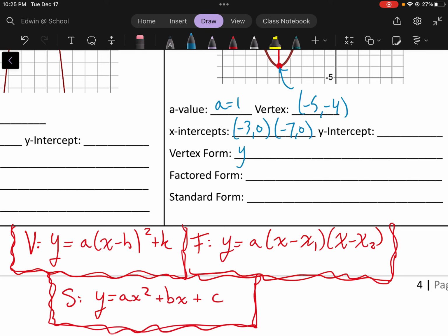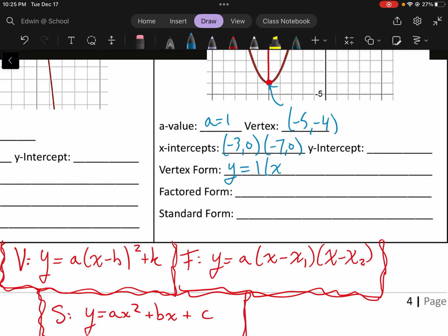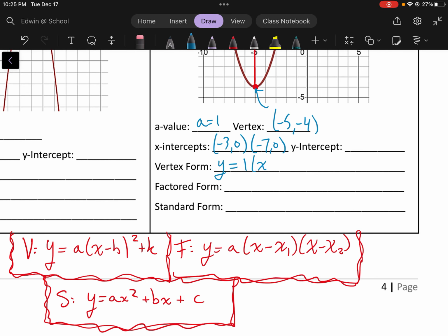So let's see vertex form. Y equals a(x minus h) squared plus k. So we know what our a value is. It's just 1. So x minus h. H is actually going to be the x value of the vertex. In this case, it's -5. We wrote it up here. Now we're doing x minus -5. So that's just going to be +5 squared. And then plus k is just going to be the -4.